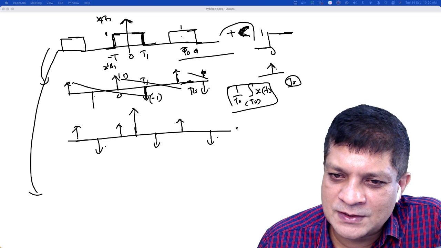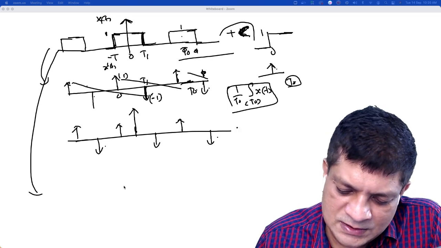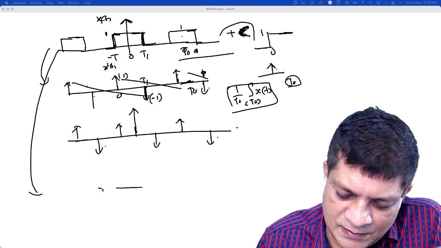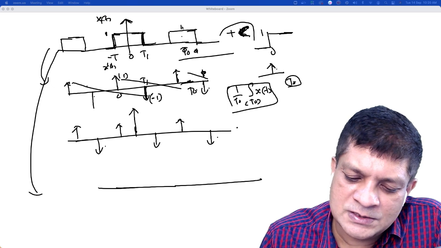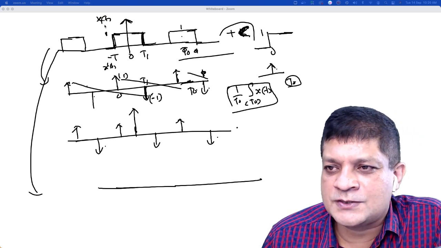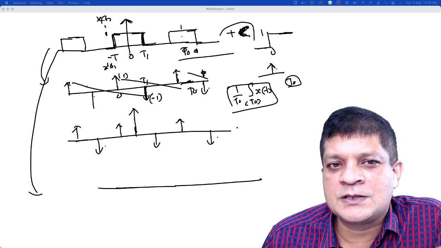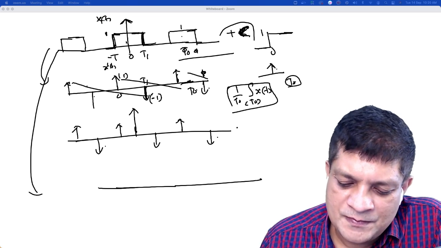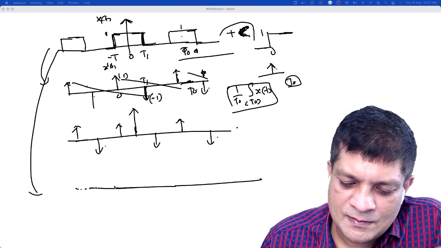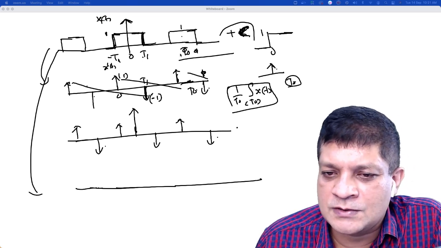But what is the reason? Because we can write this signal as something having 0 average value. Can we make the DC value of the signal x(t) 0? How to make the DC value 0? What is the DC value of this signal x(t)? This is T1, T naught is the period. What is the DC value of the signal?